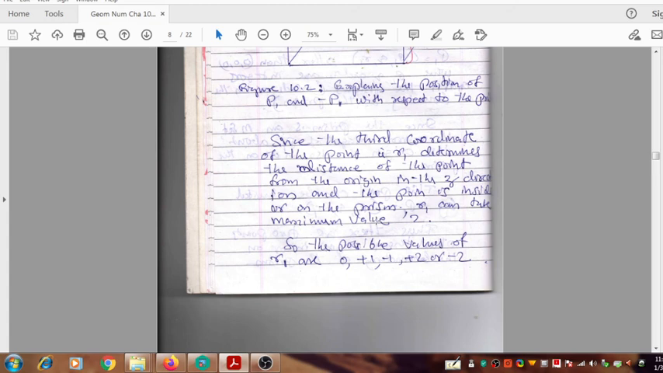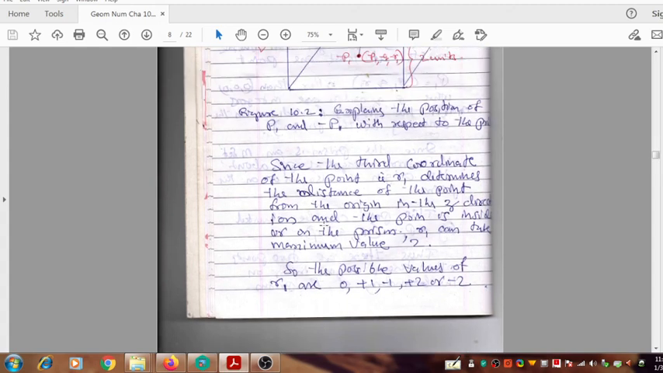From the origin in the z direction. We can restate that it is the distance of the point from the origin in the z direction. And the point is inside or on the prism, and then R1 can take maximum value 2.